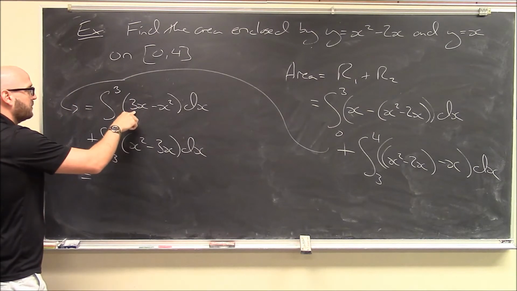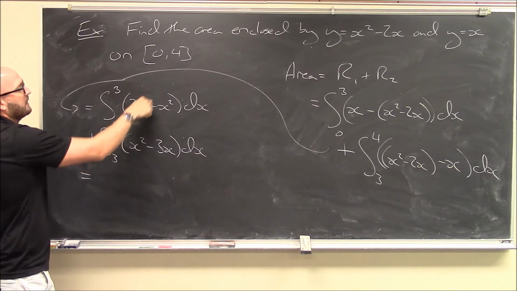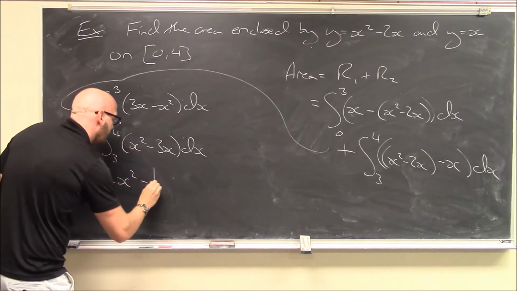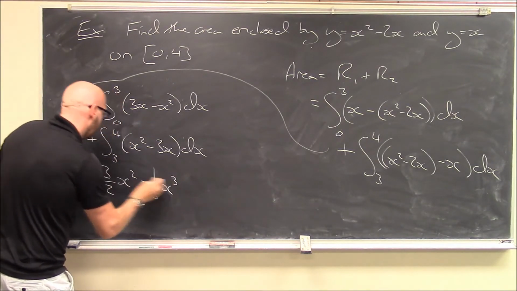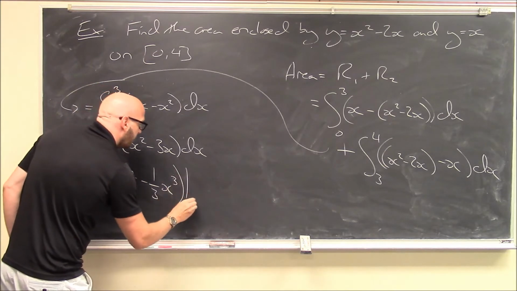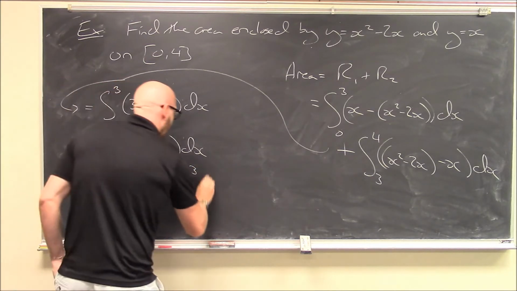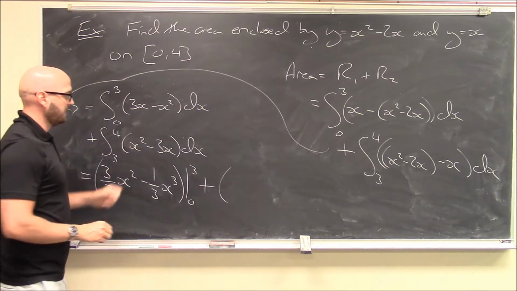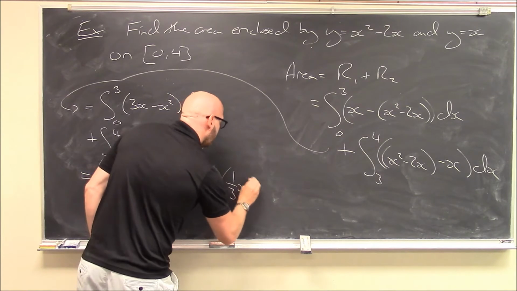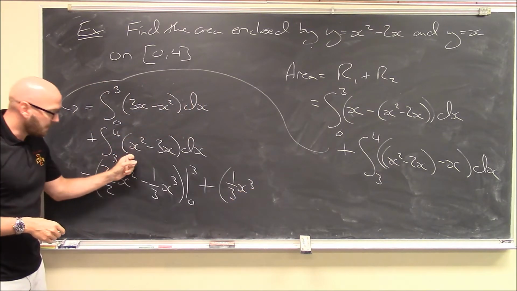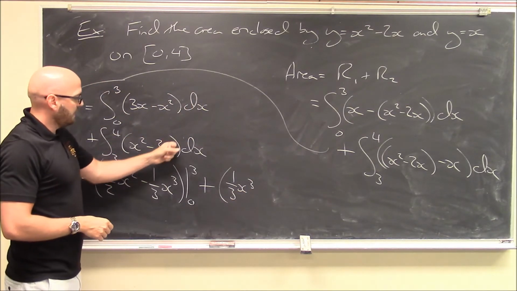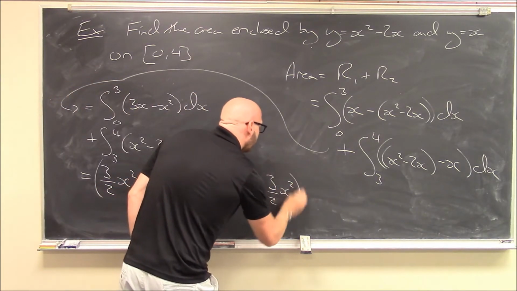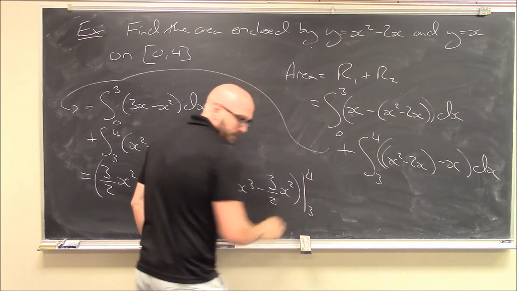I don't think these integrals are particularly hard. This becomes 3x squared over 2, so 3 halves x squared, minus 1/3 x cubed. That's going to go from 0 to 3, plus this integral, 1/3 x cubed. And all I'm doing here is raise the power by 1, then divide by the new power, minus 3x squared over 2. So minus 3 halves x squared, from 3 to 4.